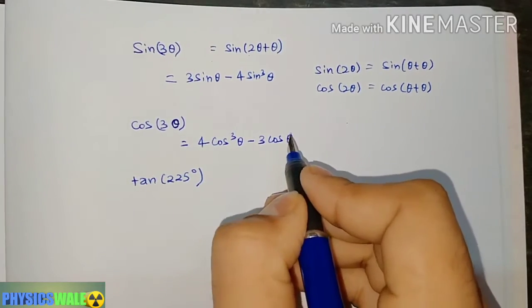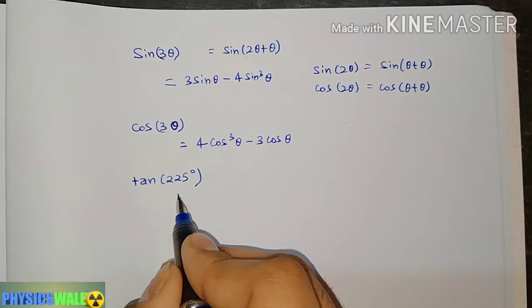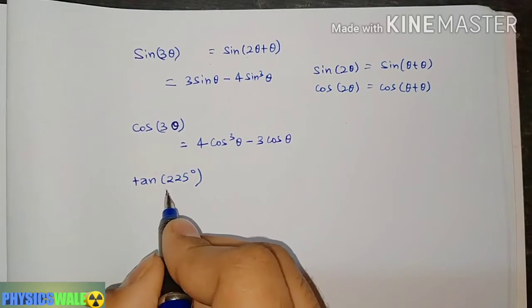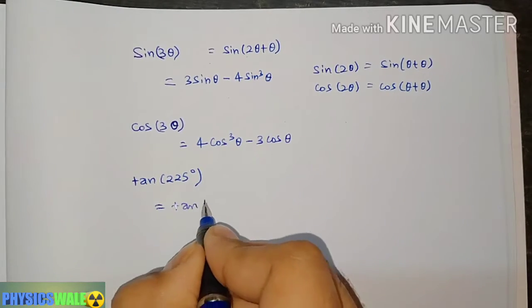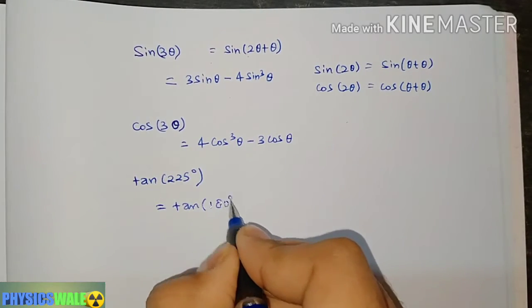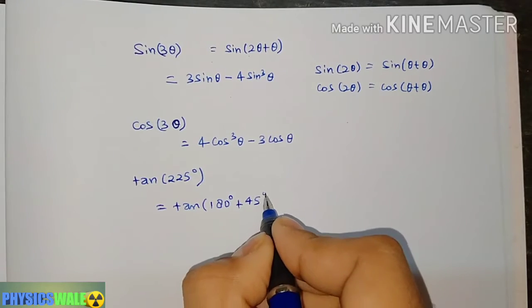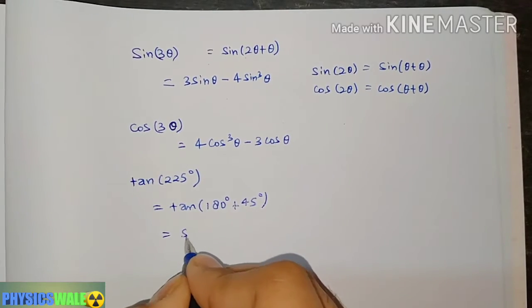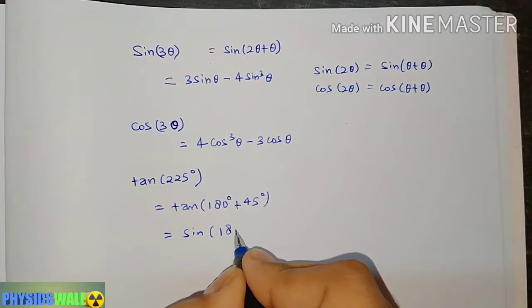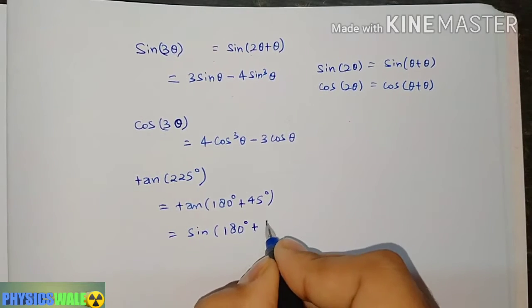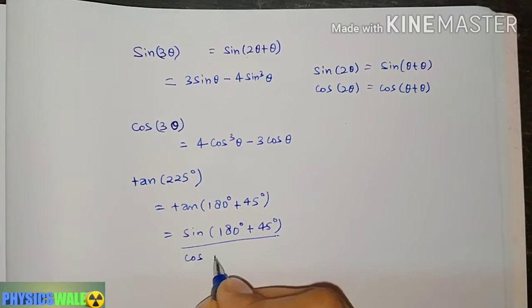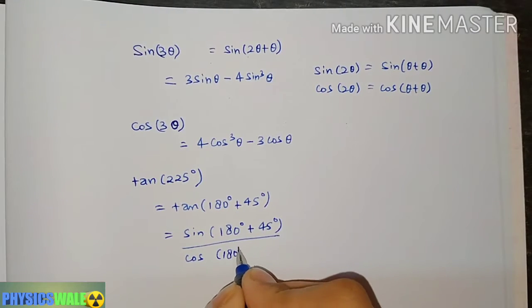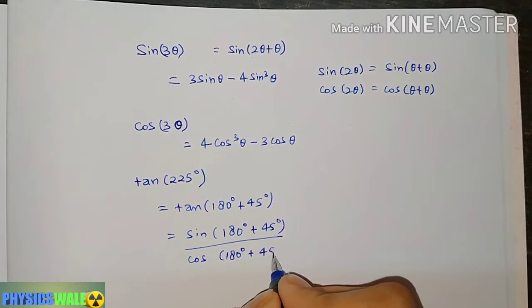Tan 225 degrees is very easy to calculate. We can write 225 degrees as 180 degrees plus 45 degrees. We can write this as sine 180 degrees plus 45 degrees divided by cos 180 degrees plus 45 degrees.